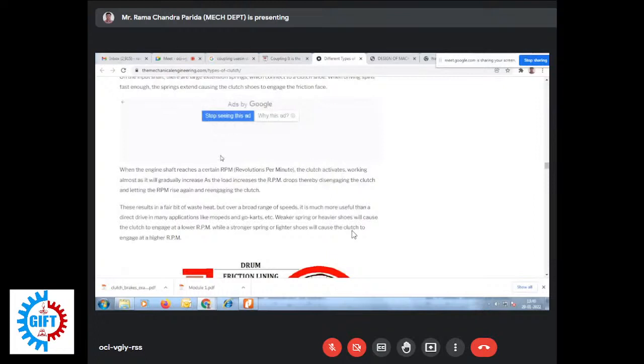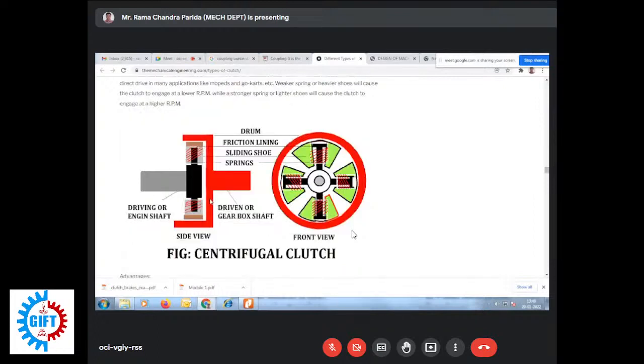Then come to the centrifugal clutch. You can see the centrifugal clutch works on the principle of centrifugal force. That is why its name is centrifugal. When the driving shaft rotates at a high speed, the shoe moves radially outward. And the outer surface of the shoe is provided with a friction material which engages the pulley. You can see.